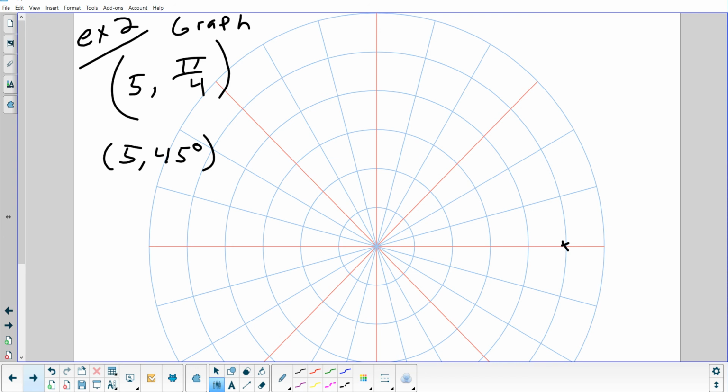Counterclockwise. Yep, counterclockwise. Each one of these lines is 15. So we're going to go 3 of them. 15, 30, 45. And that's it. And that's your final answer.